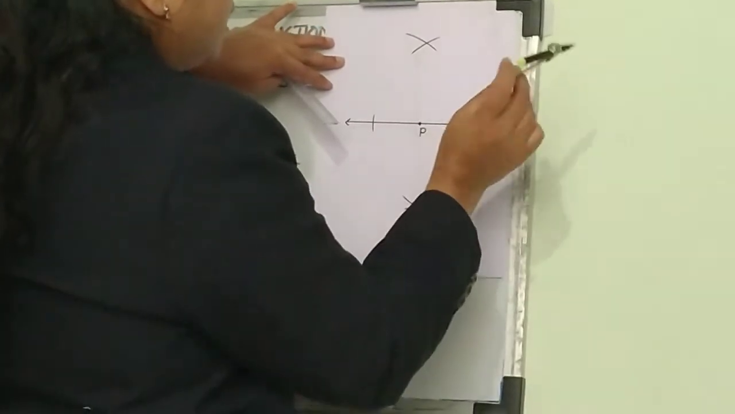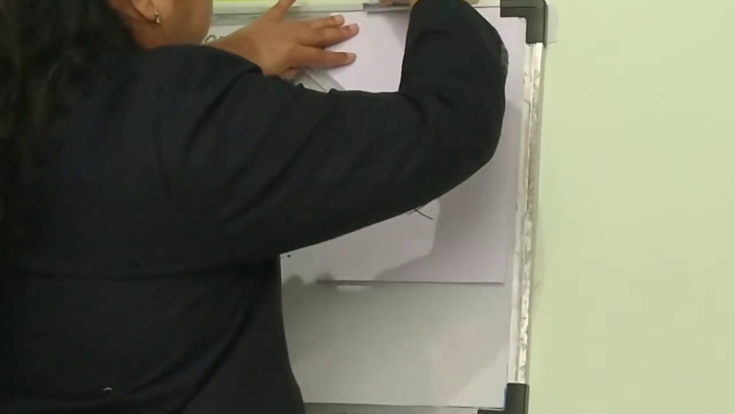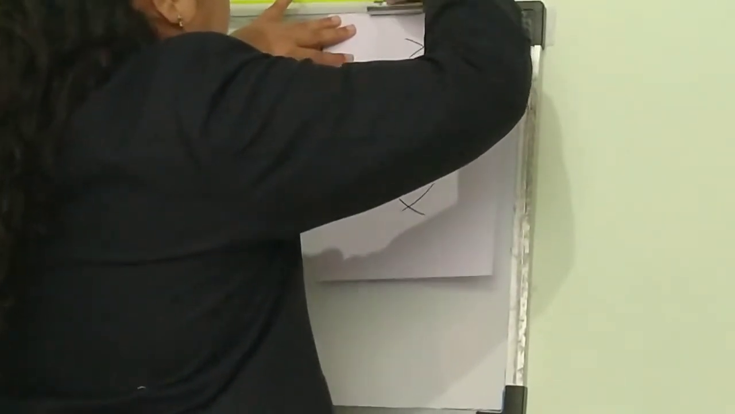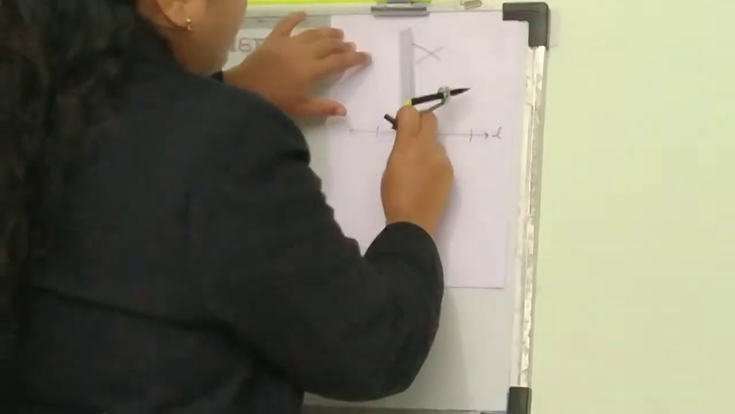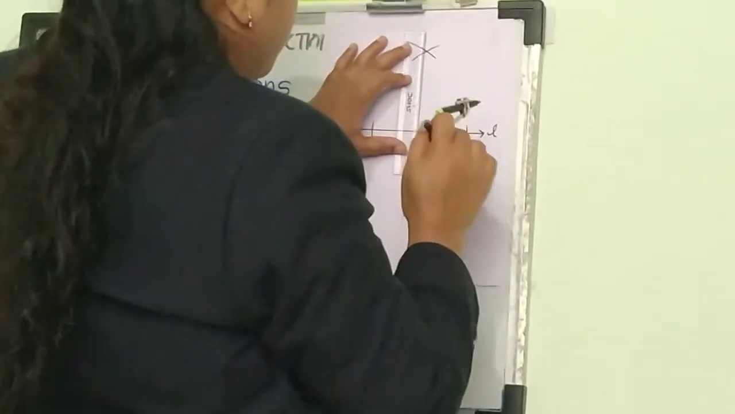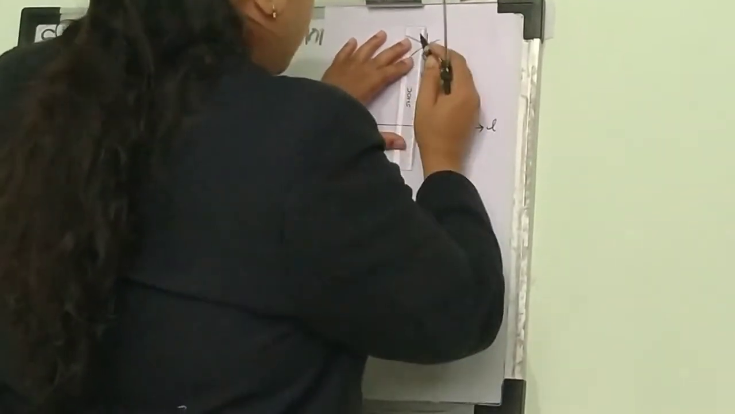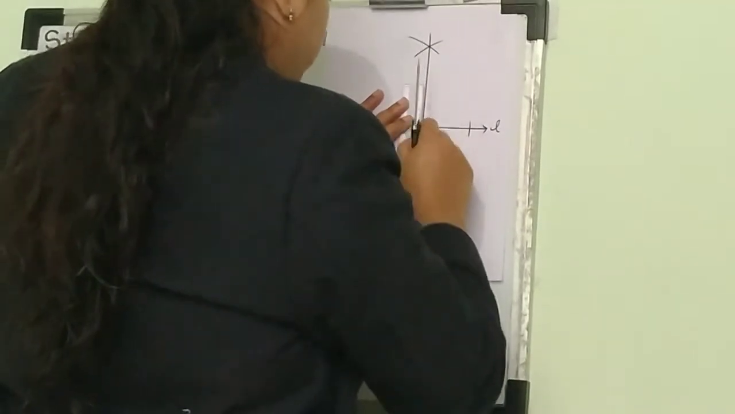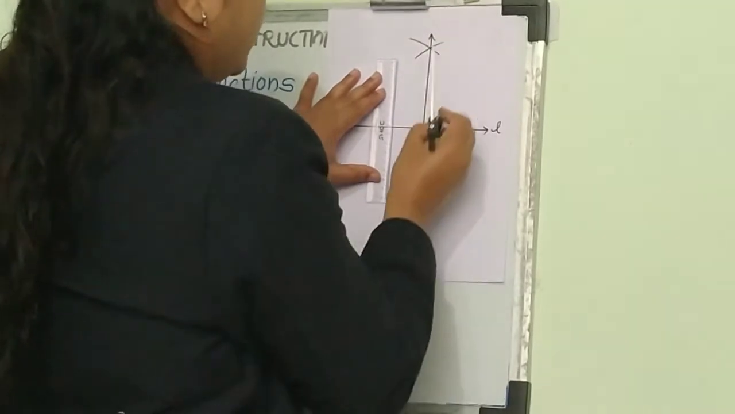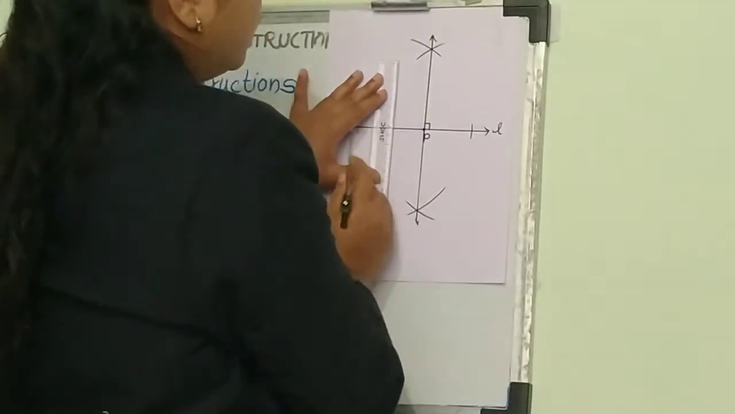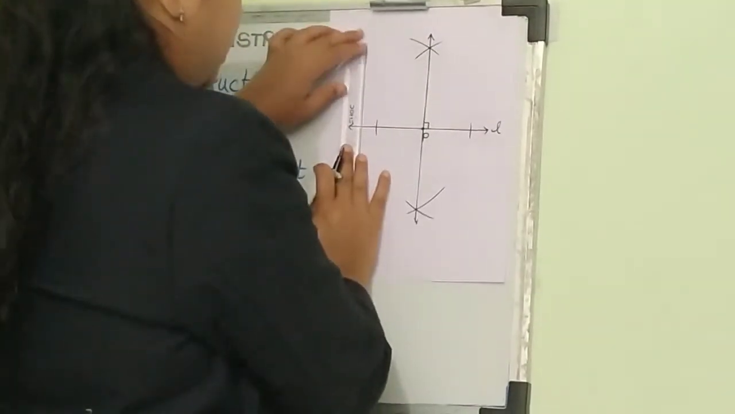So in this way you will get two arcs passing through this, and now we are going to draw a line passing through this arc. It is going to pass through point P also. So in this way we can draw the perpendicular to the given line through the point P.